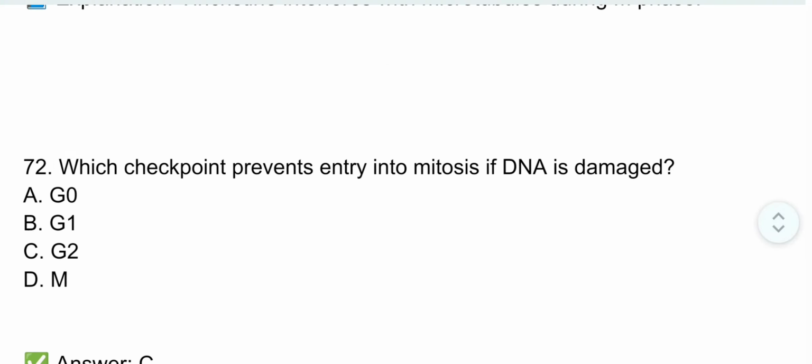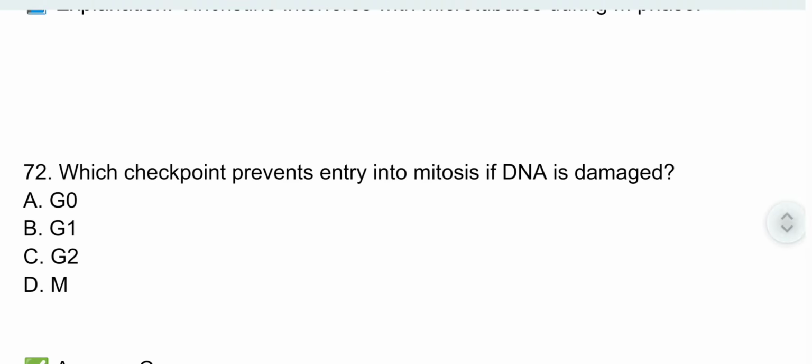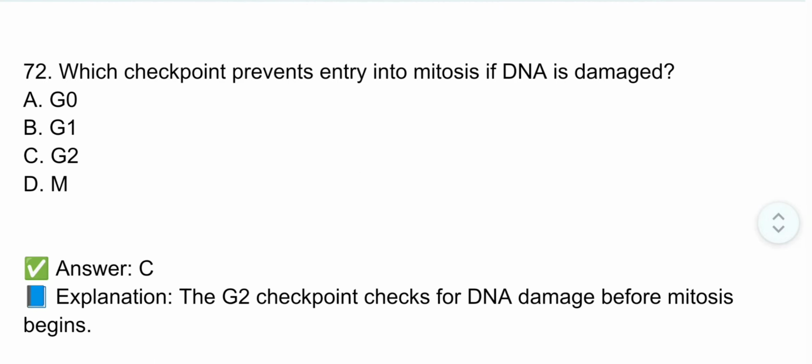Question number 72. Which checkpoint prevents entry into mitosis if DNA is damaged? The correct option is option C, G2. The G2 checkpoint checks for DNA damage before mitosis begins.